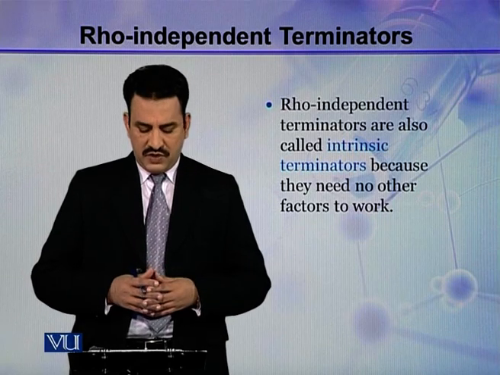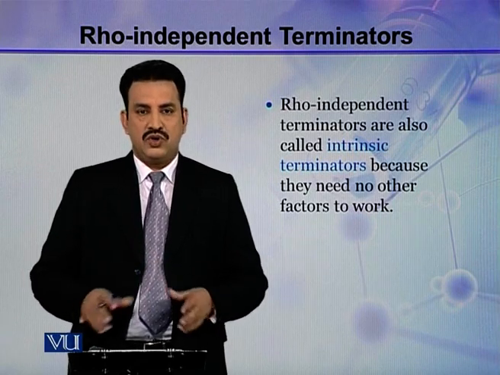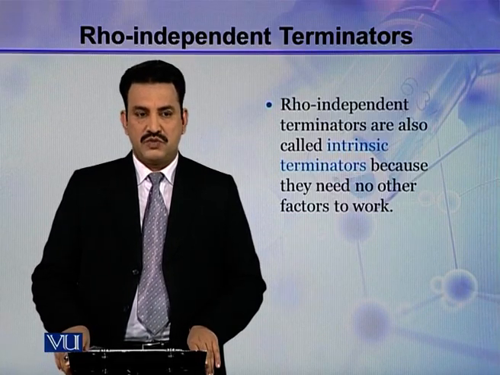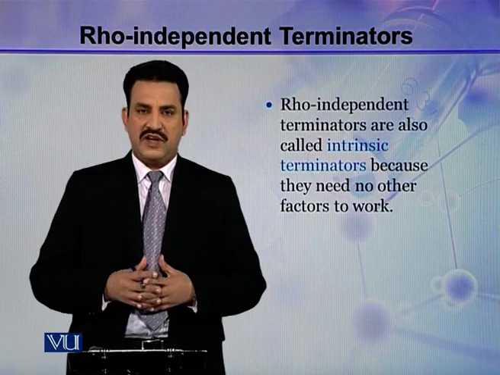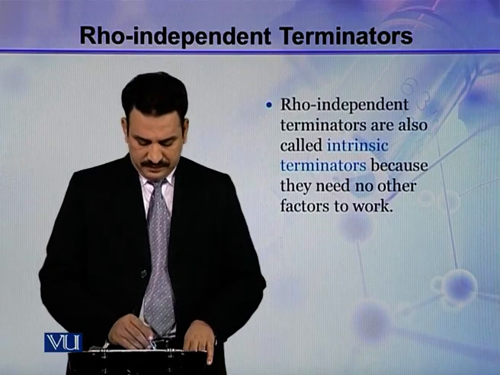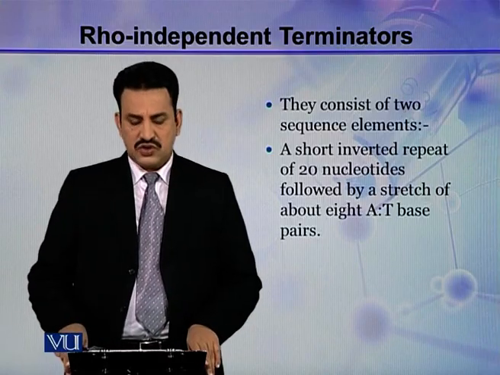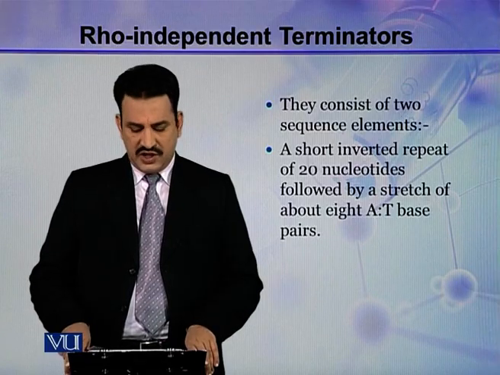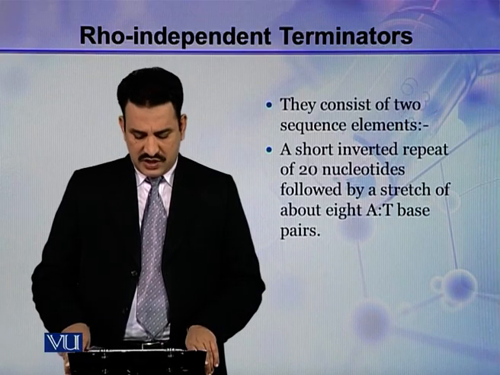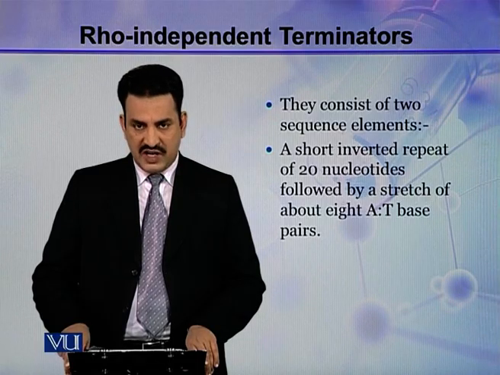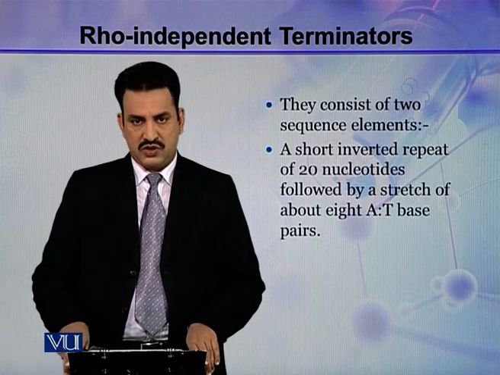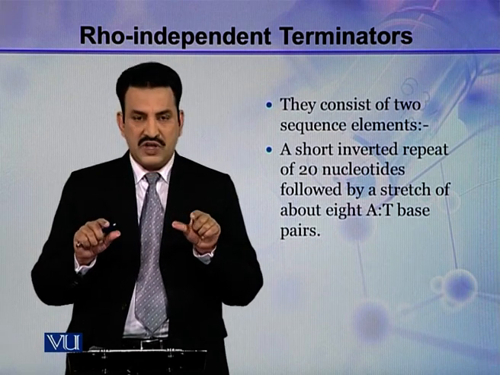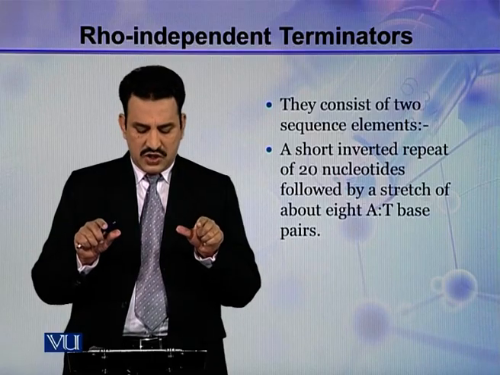The second type of terminators are Rho-independent terminators. They are also called intrinsic terminators because they don't need any other factors for termination. They consist of two sequence elements: a short inverted repeat of 20 nucleotides followed by a stretch of about 8 A-T base pairs. So on this specific sequence, there is about a 20-nucleotide inverted repeat.